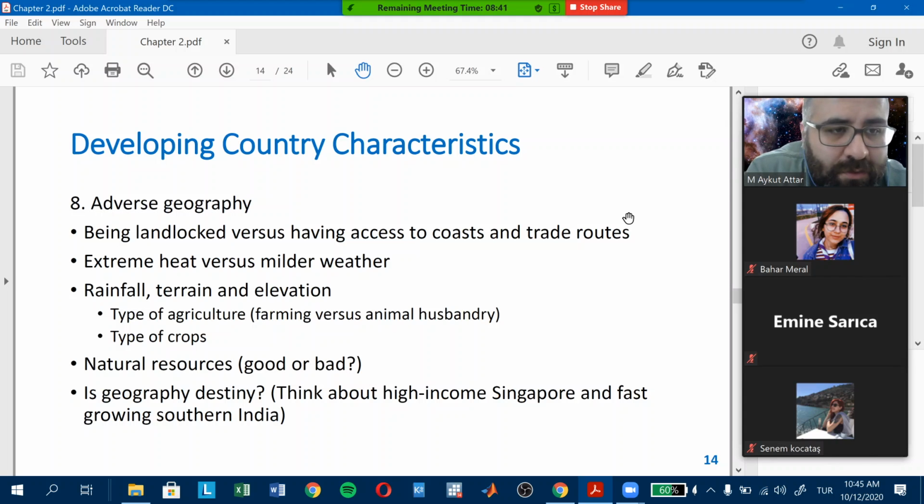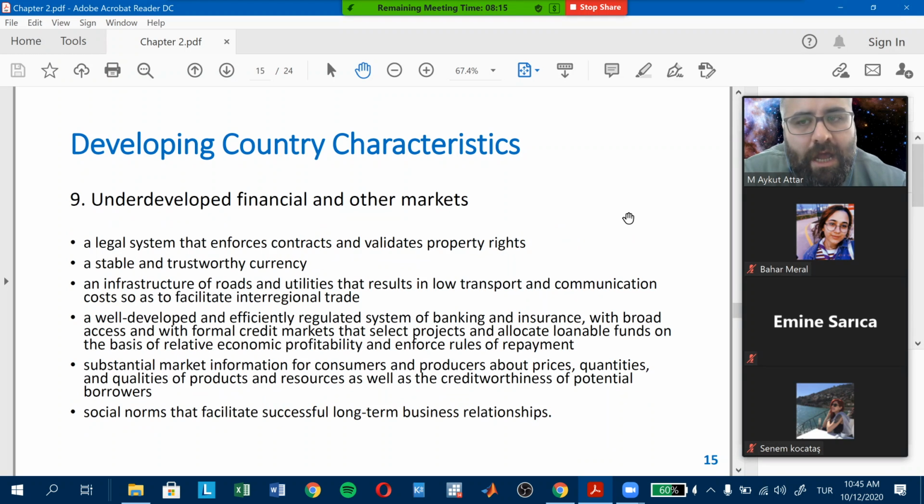And also, one last question is, you should think about whether geography is really a destiny or not, because there are some countries that remain in tropical zones, but they're high income. There are some countries in difficult environments, but they exhibit some fast growth. So those are also interesting.